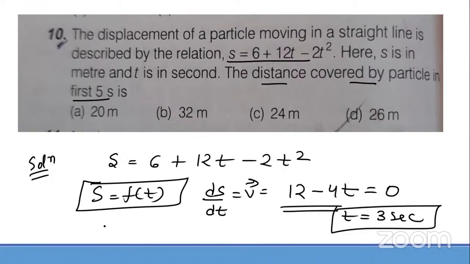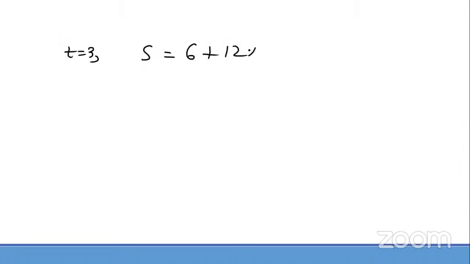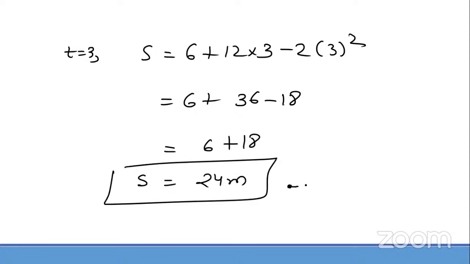So put time equals 3 seconds. For 3 seconds, the displacement is how much? It is 6 plus 12 into 3 minus twice of 3 square. This is 6, 36, minus 18. This is 24 meter. So S equals 24 meter. It will be such a motion that a particle starts, its velocity goes 0, maybe due to deceleration. Finally, it's 0 here at 3 seconds, then it changes its direction and moves back.